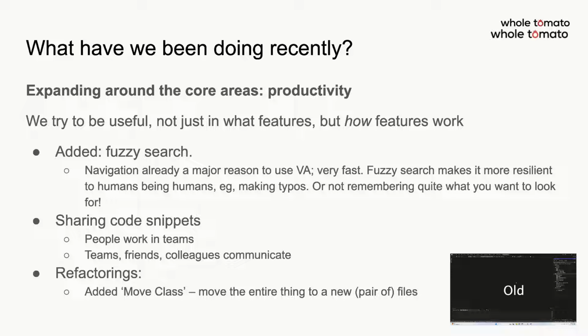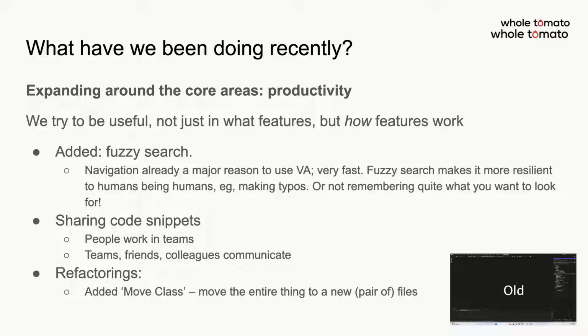I mentioned Visual Assist is written by developers, and so we have a focus not just on a feature list, but really on how features work. It's easy to create a product that's the kitchen sink of feature factory, but it's harder to be useful and smoothly useful in practice. Now, some things we added recently are fuzzy search.